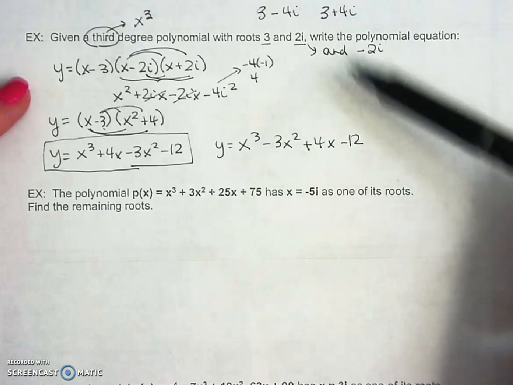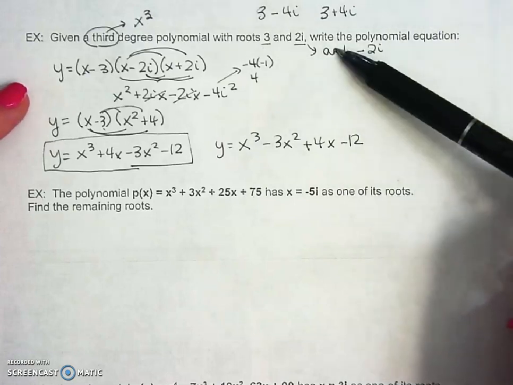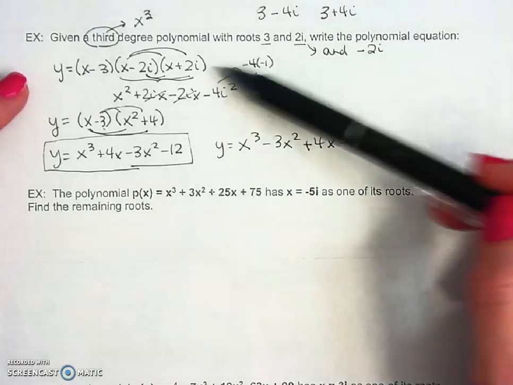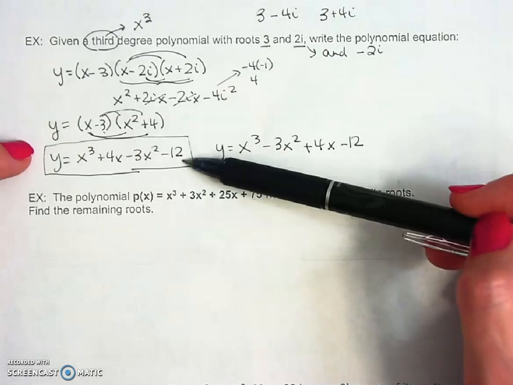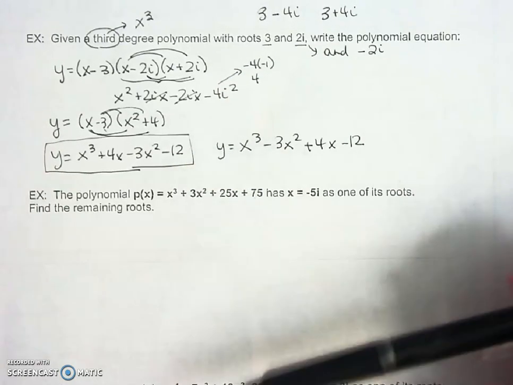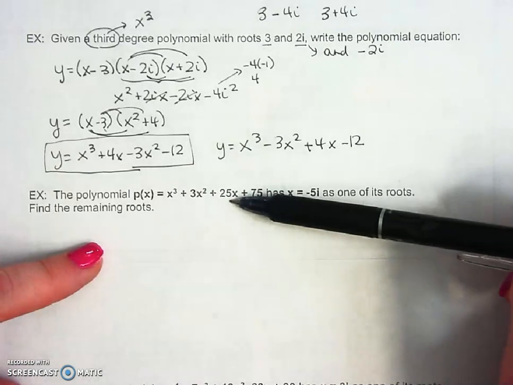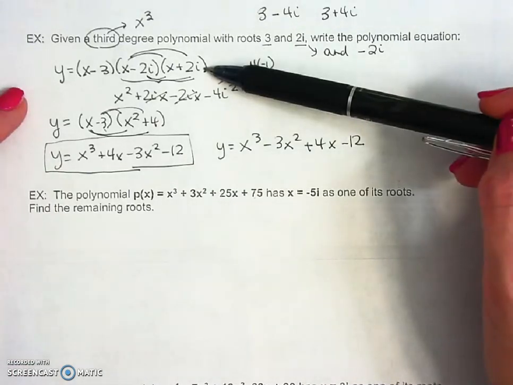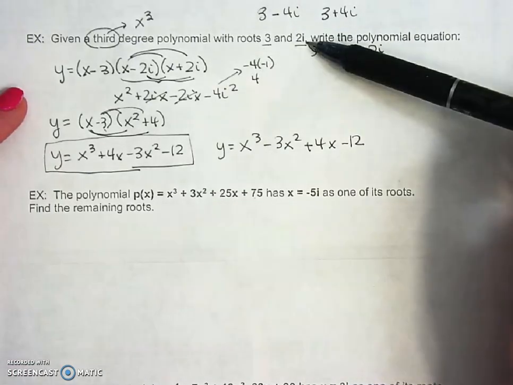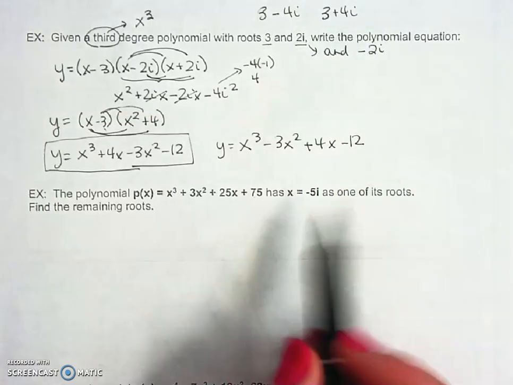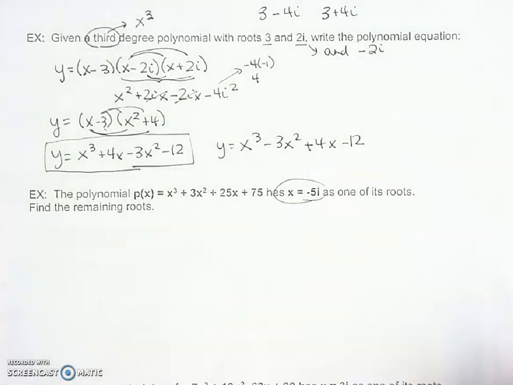In the first example, we were given roots, we factored, and got standard form. Here we're going backwards. We're starting in standard form, we need to get to factored form, and then we need to get to the roots. And I'm given one root to start with.